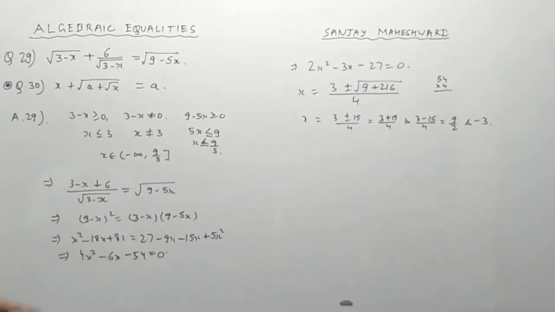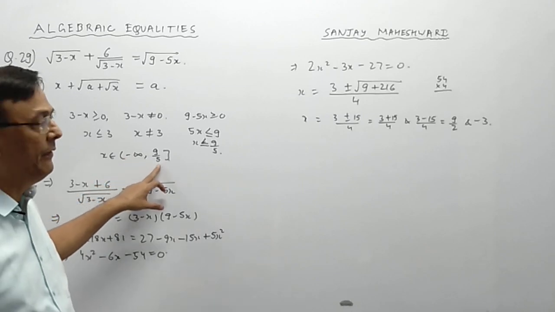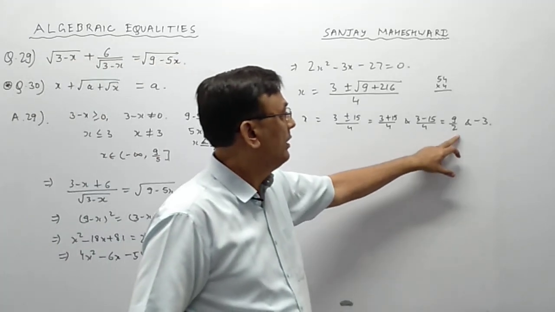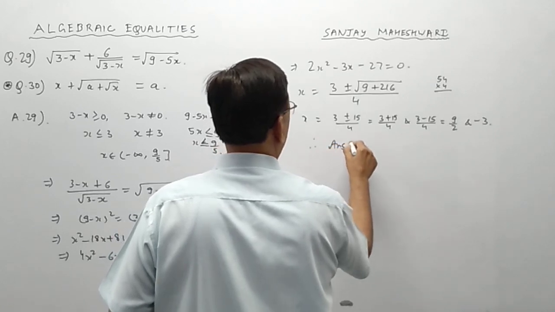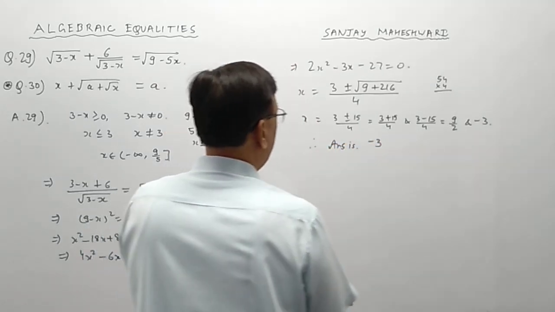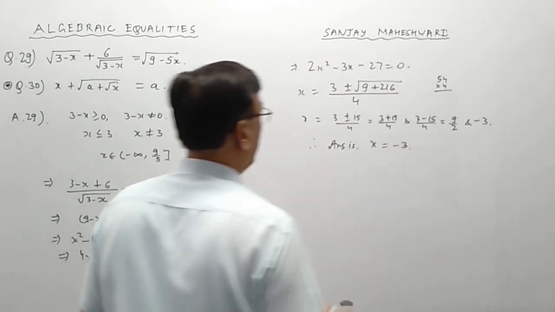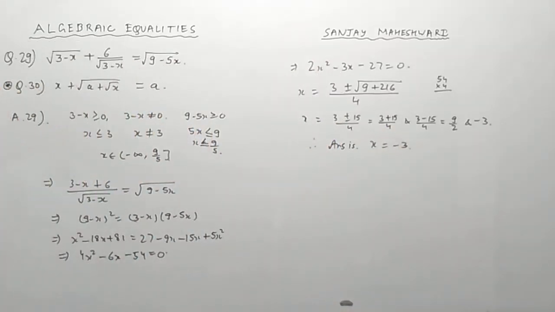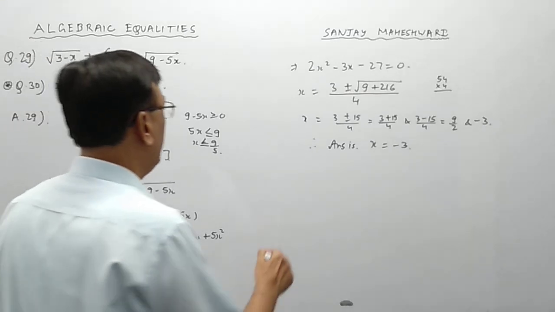So you can see that x should be within minus infinity to 9 by 5. So 9 by 2 is not the solution. So the solution is x equal to minus 3. So this was a very easy question. Next we will move on to this question. This is a very good question. Let us start with it.